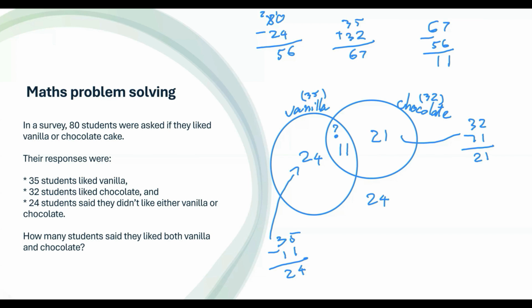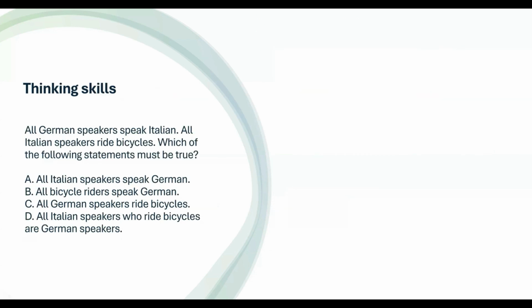Now, how many students said they like both vanilla and chocolate? Actually, we have overdone it. We already got the answer right here. The bit that goes into the middle. They like both? Yeah. So the answer is 11. We don't have to do the extra bit. But if the question asks about many other things, you would have to create the entire Venn diagram. Okay, so we have seen an example of maths that involves sets.